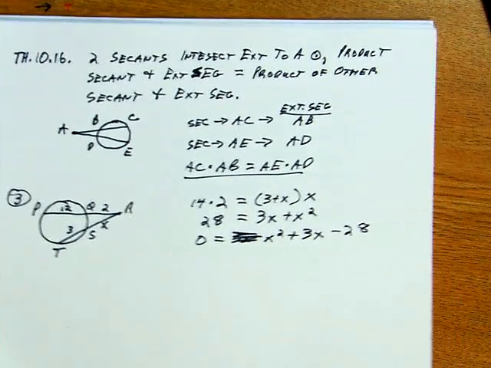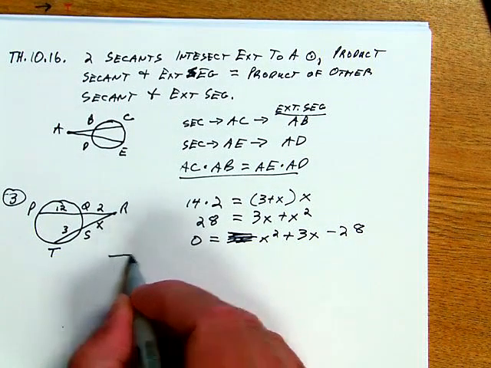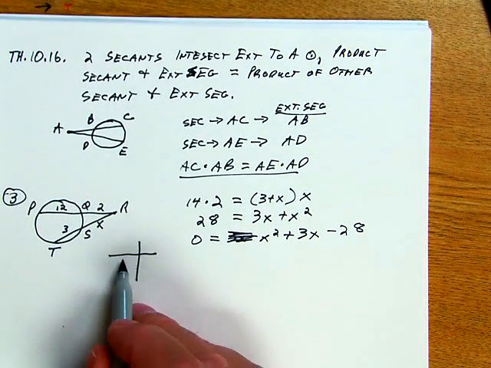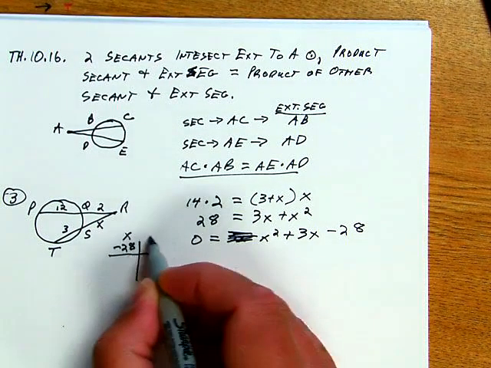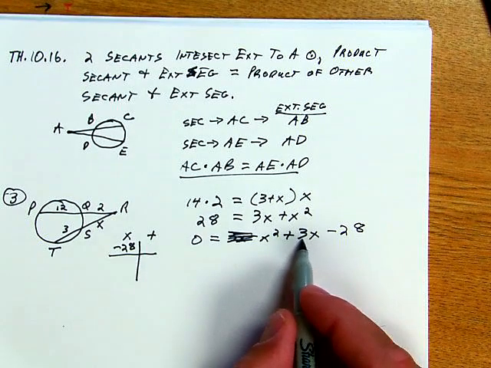Now I want to do a factoring table. If you remember your factoring table, I'm going to take two numbers that, when multiplied together, equal negative 28, and added together equal the second number, which is positive 3.